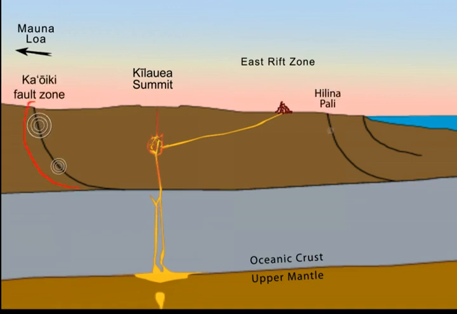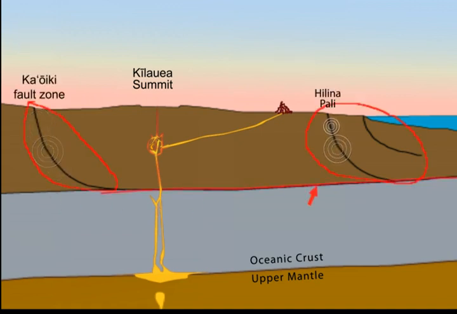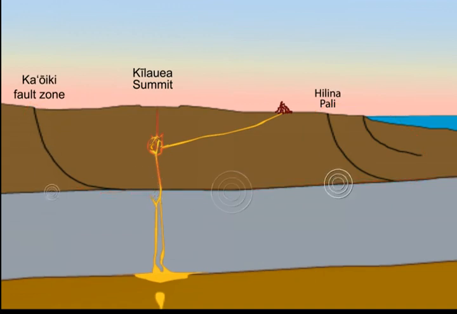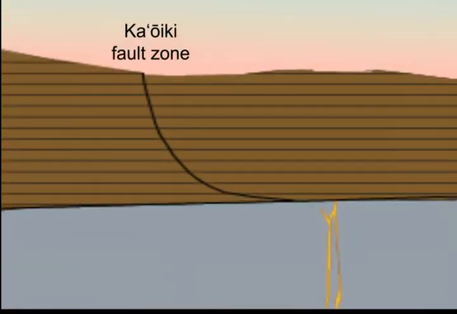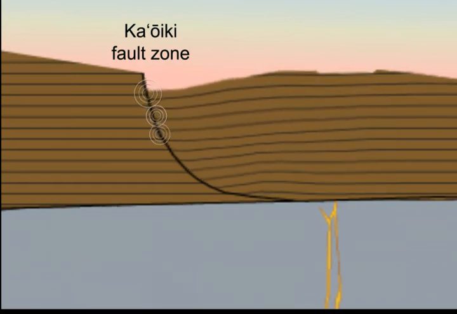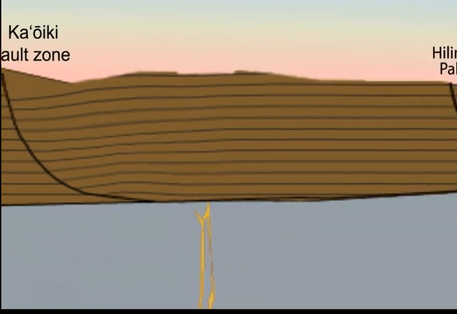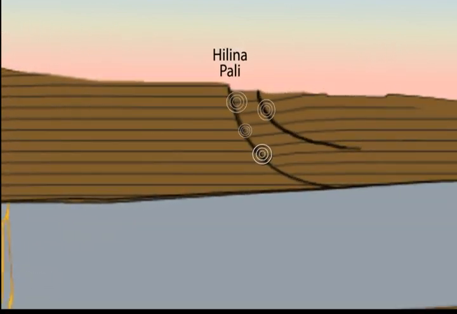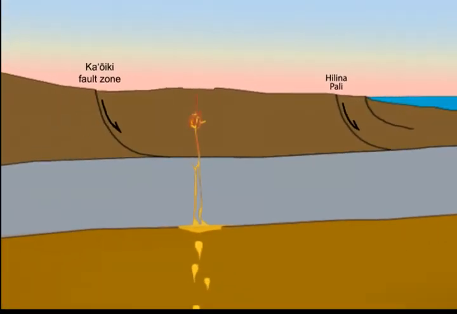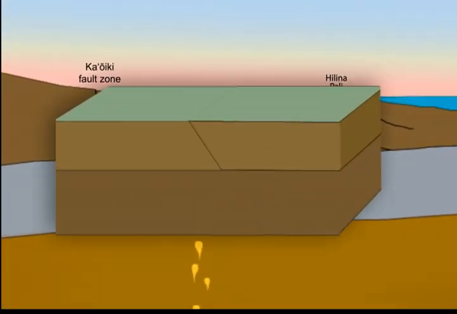Second are earthquakes occurring on faults within the volcanic edifice and at the boundary between the volcano and the ocean floor beneath it. Along the Kauiki fault zone on the Big Island, the Kilauea side has moved down relative to the Mauna Loa side. Along the Helena Pali, the coastal block has dropped relative to the Kilauea block. Faults of this type are sometimes called normal faults and are driven by the weight of the volcanic island.